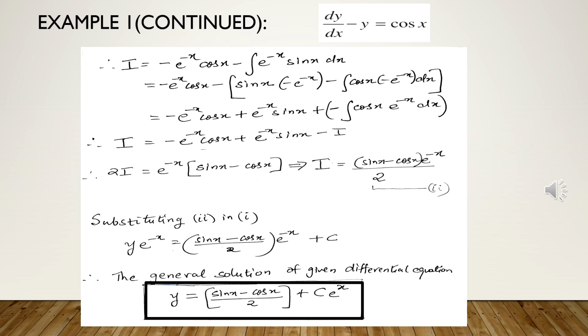Now just substitute your value of I in our equation, which was y into e raised to minus x is equal to (sin x minus cos x) upon 2 into e raised to minus x, which is our I, plus c. So you have obtained the general solution. For getting the general solution, on the left hand side you need just y. So just divide the right hand side by e raised to minus x. So the answer is, the general solution of the given equation is y is equal to (sin x minus cos x) upon 2 plus c into e raised to x.